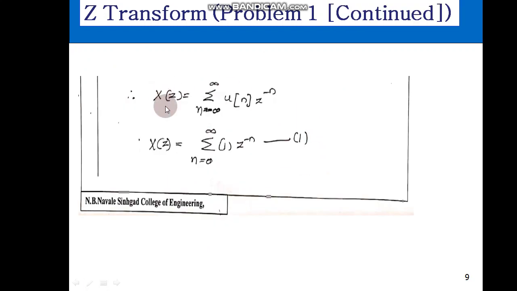So the formula becomes X of z equal to summation n equal to minus infinity to infinity. Instead of x of n, u of n is given. So I have substituted u of n instead of x of n, and z to the power of minus n is as it is. But I know that from minus infinity to plus infinity I have the value only available from 0 to infinity. So for n equal to minus infinity to minus 1 I don't have any value. For n equal to 0 to infinity I have a value of u of n which is nothing but 1 here. So X of z now turns out to be summation n equal to 0 to infinity 1 z to the power of minus n. So I am representing it as equation number 1.